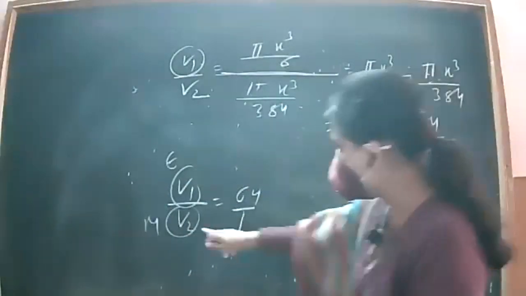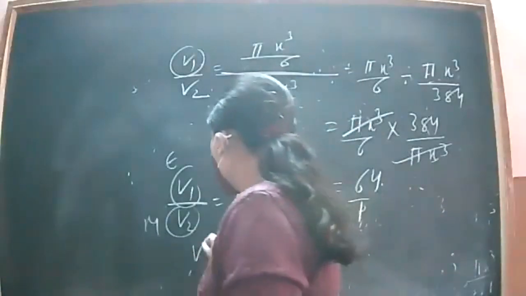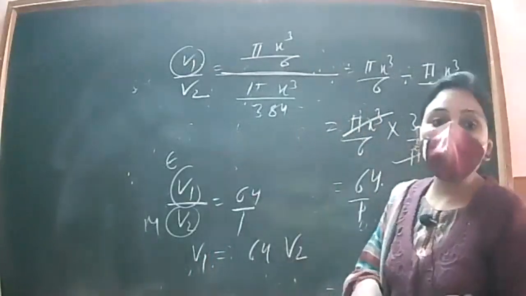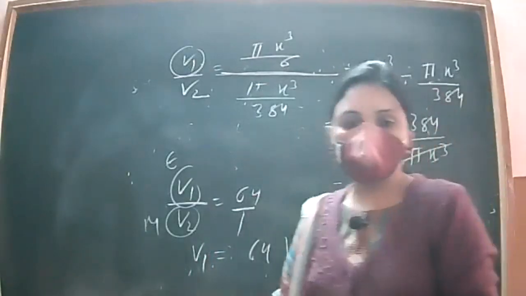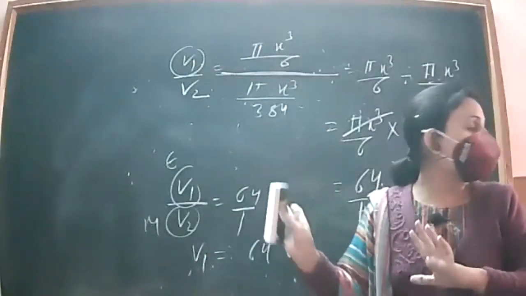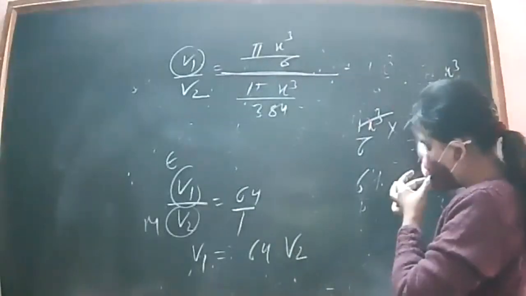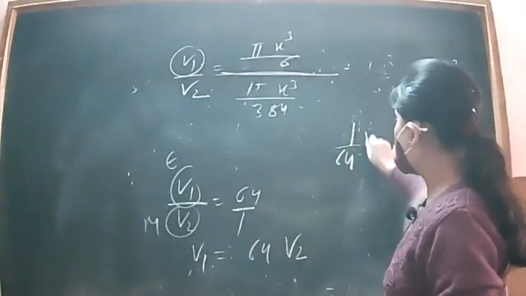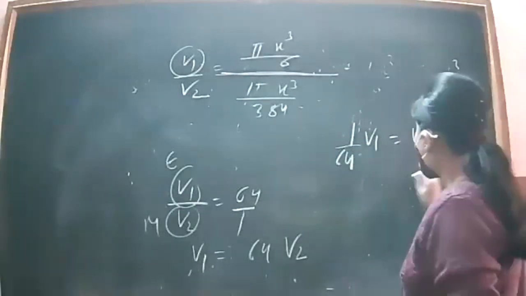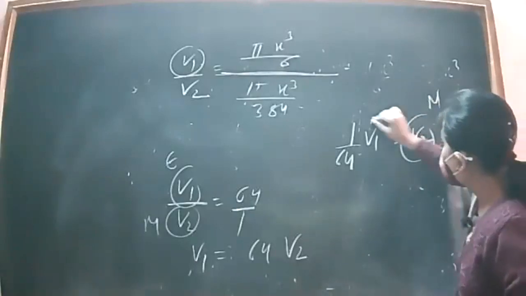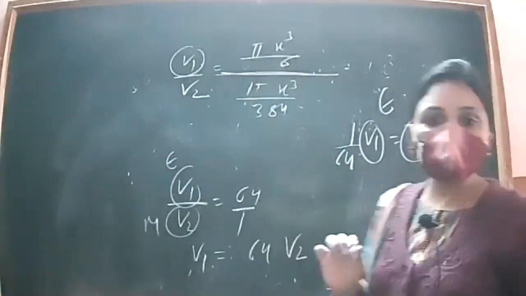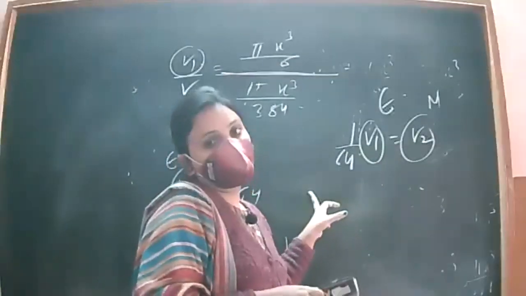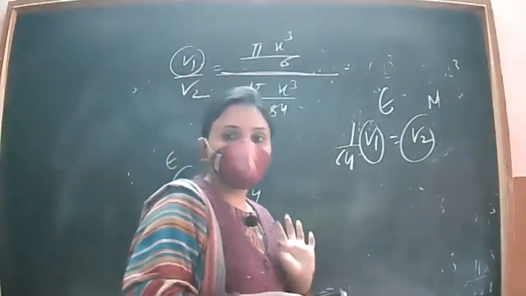We take the moon's volume to one side and move it over: V1 is equal to 64 V2. The moon's volume is what fraction of the earth's volume, so I first moved the moon's volume to the other side. Now this 64 comes down, and this becomes 1/64 into V1 equal to V2. This is the volume of the moon and this is the volume of the earth. So what relation are we getting? The moon's volume is 1/64 of the volume of the earth.